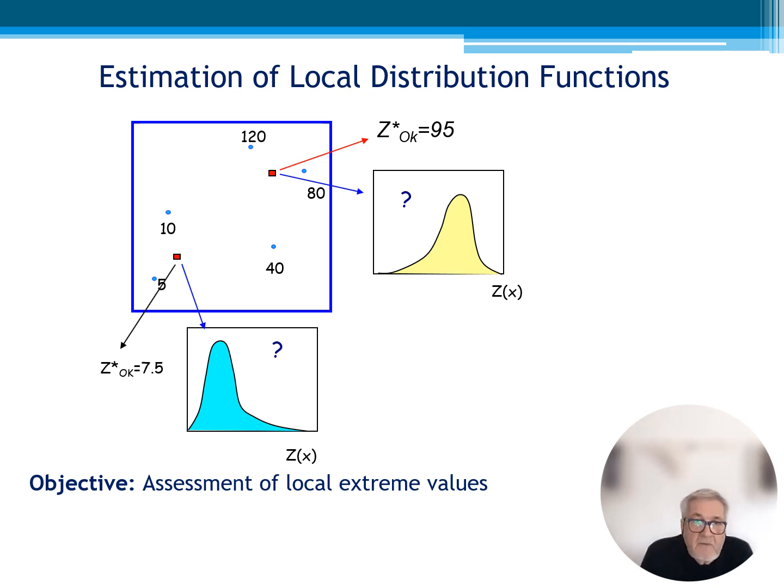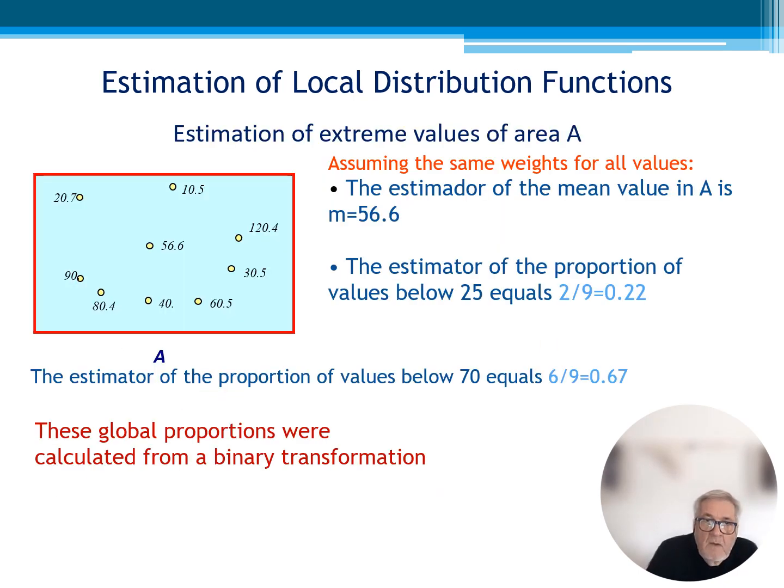Continuing the recap, we know how to calculate, by ordinary kriging of the original variable, the most probable value at any spatial location. But now, as we're going to see, we want to calculate the distribution functions at some spatial location. So let's see a very simple and naive example.